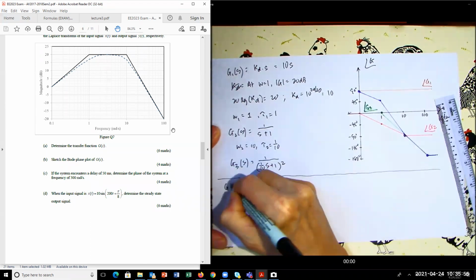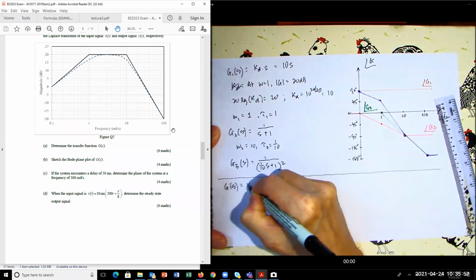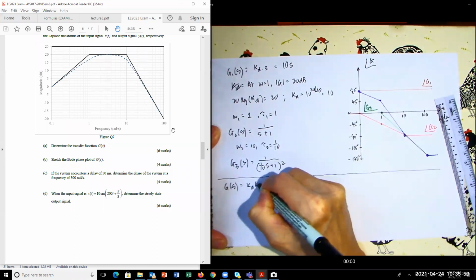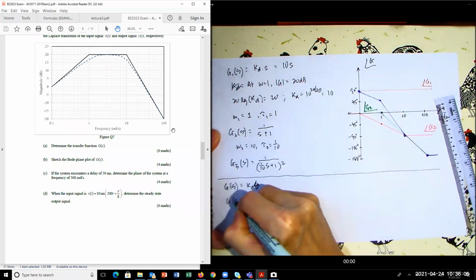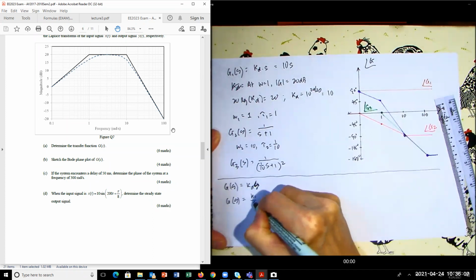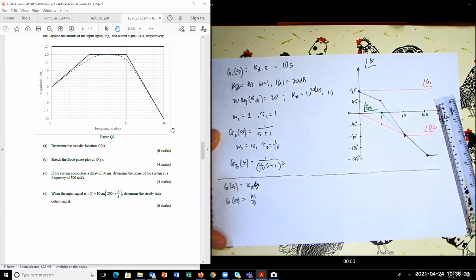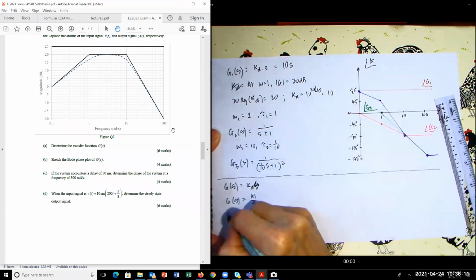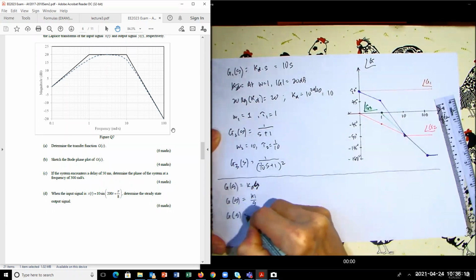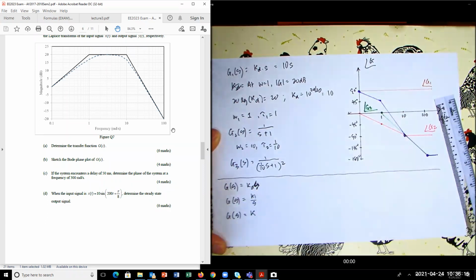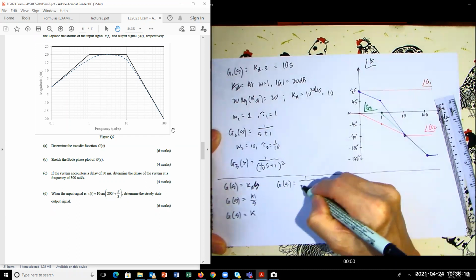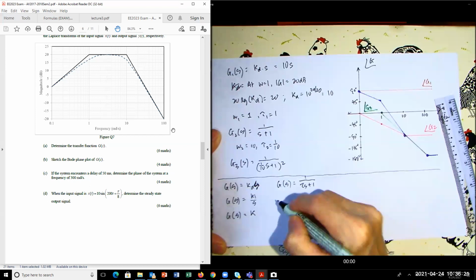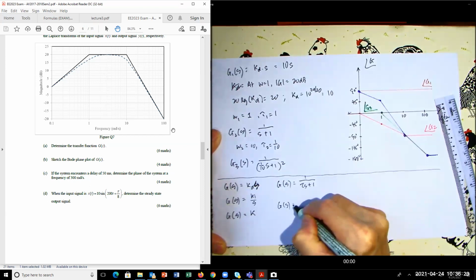G(s) is K_D s, this is your differentiator. G(s) is K_I over s, your integrator. I forgot to mention this one: G(s) is just a constant. G(s) is just a pole, 1 over tau s plus 1. And G(s) is a zero, tau s plus 1.